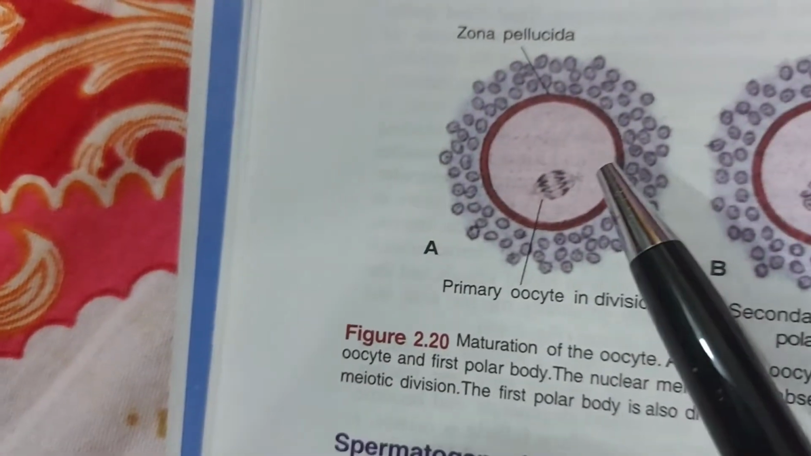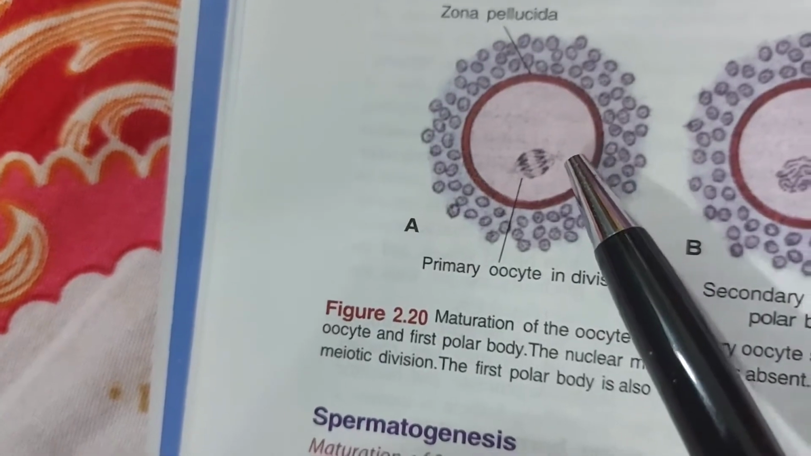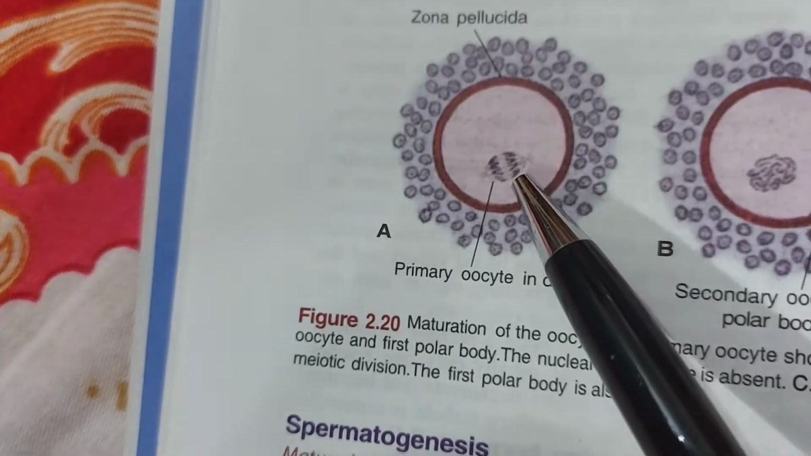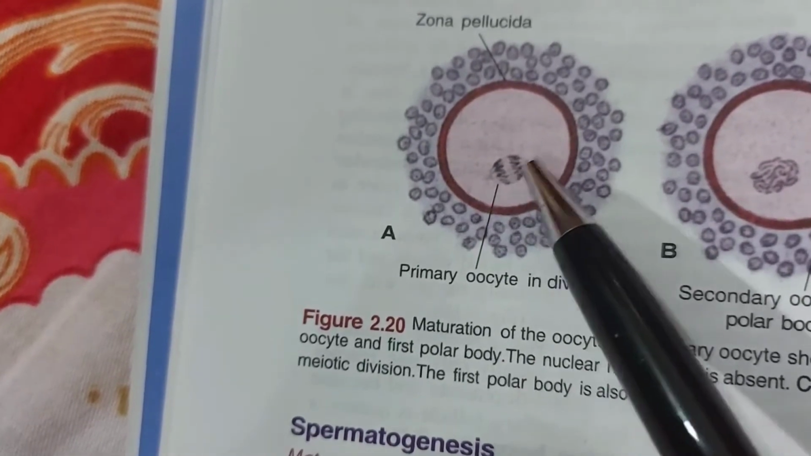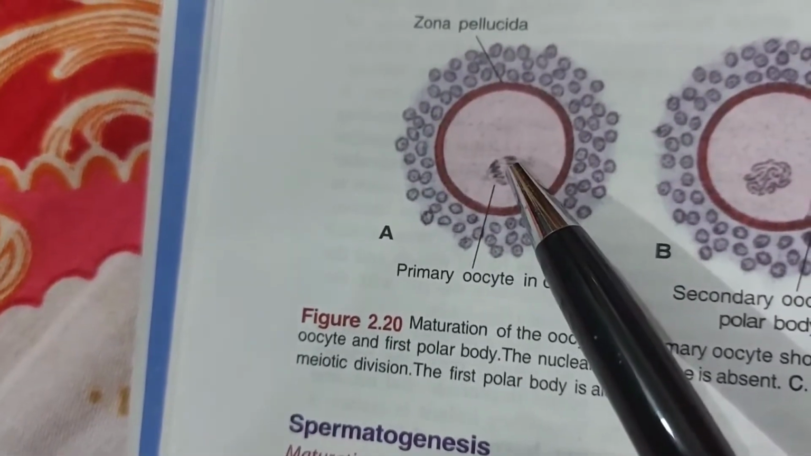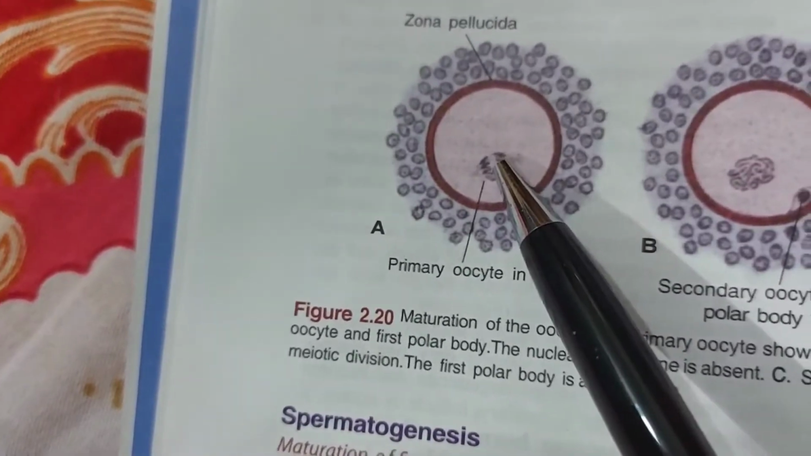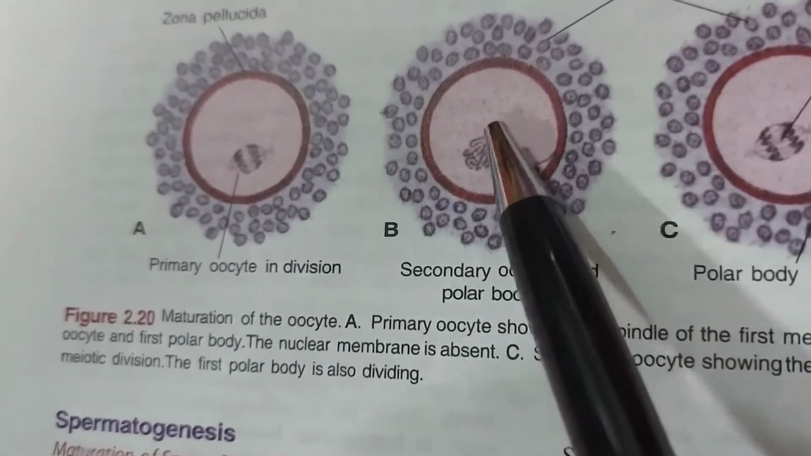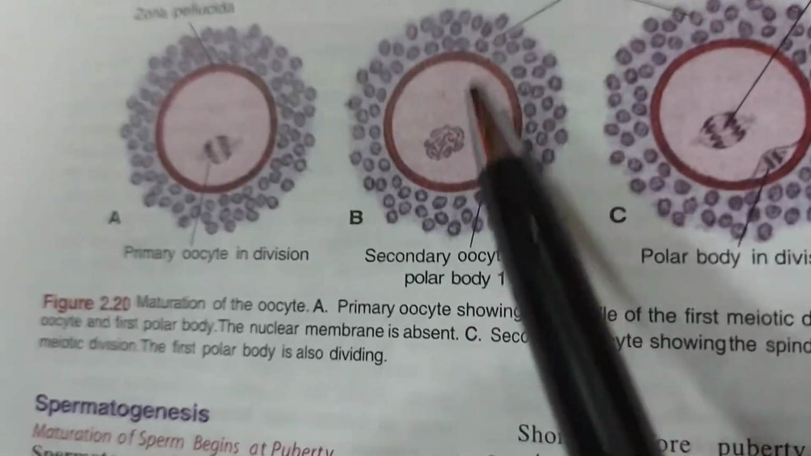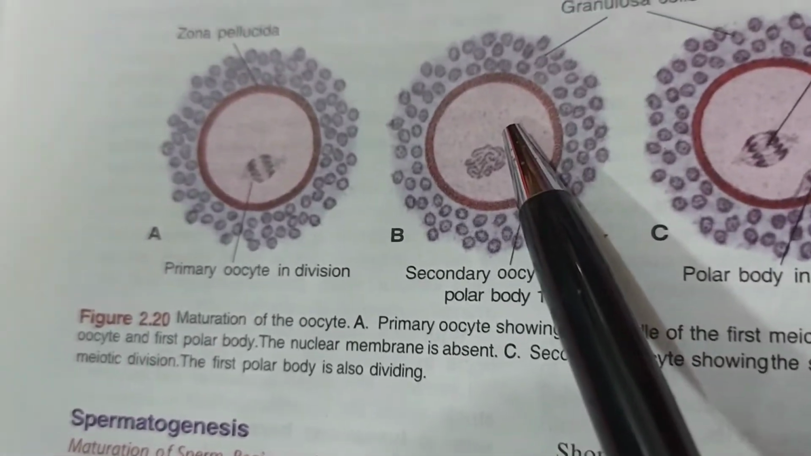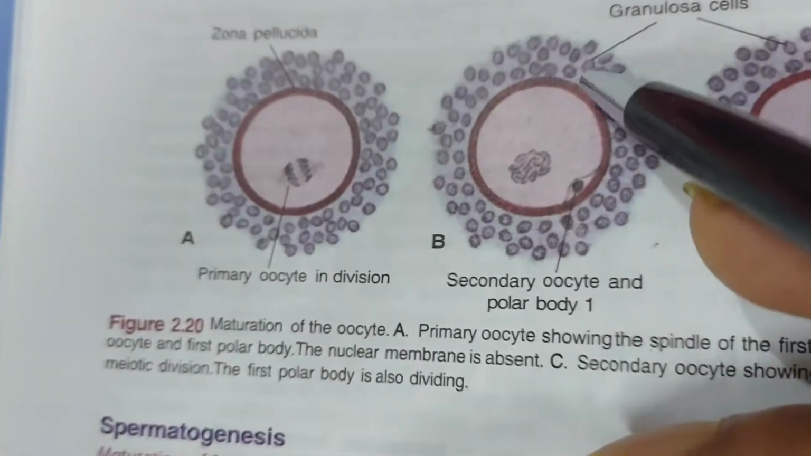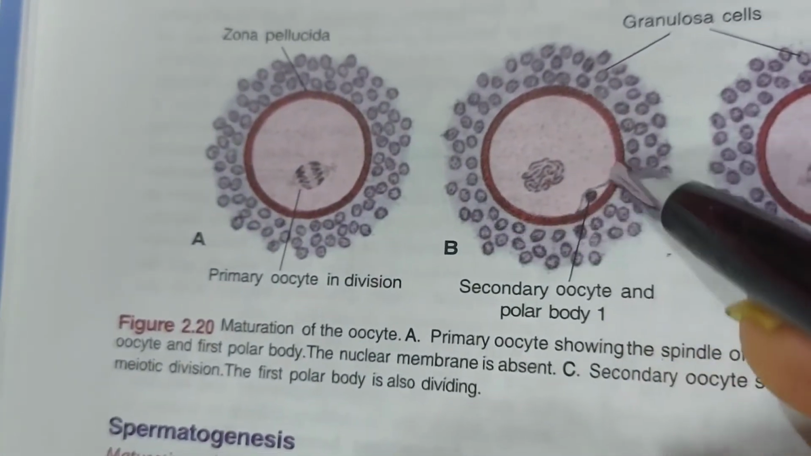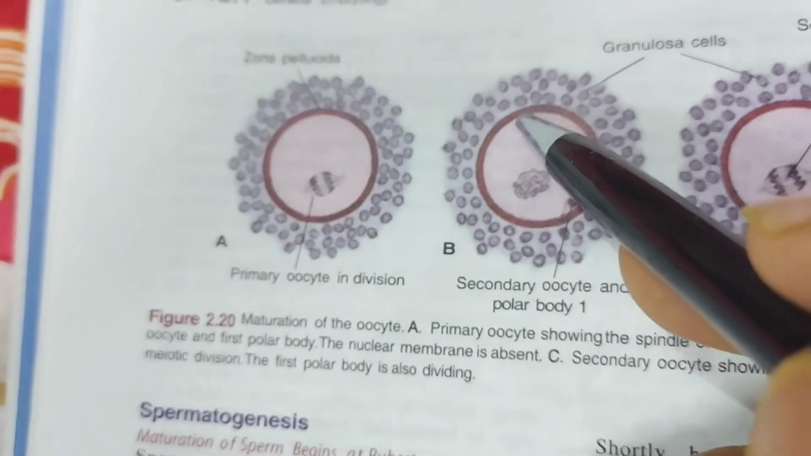The oocyte remains up to puberty in the primary oocyte form, held in this first meiotic division, but at puberty they complete this first meiotic division and form the secondary oocyte. So this is the secondary oocyte, and here we can see it is surrounded by the transparent zone that is known as the Zona pellucida.